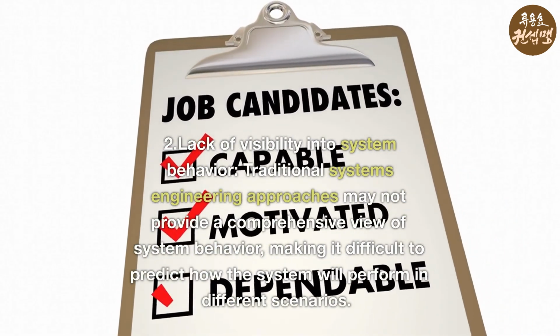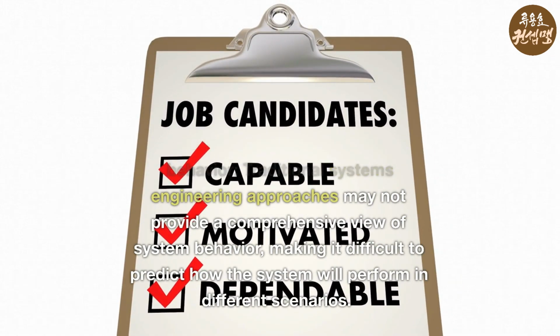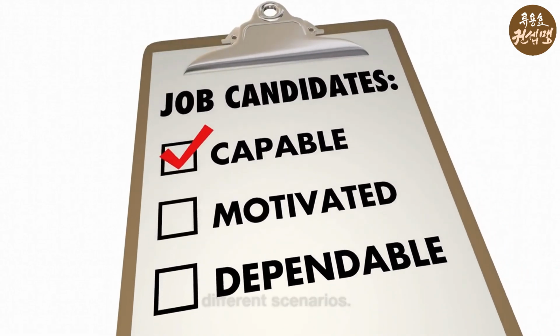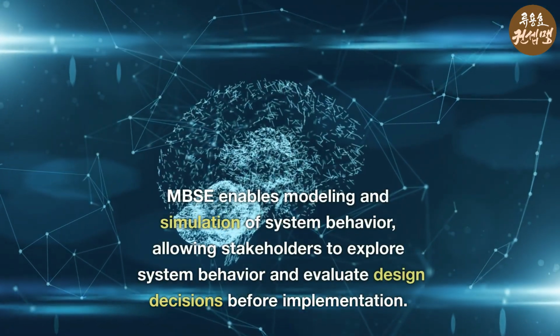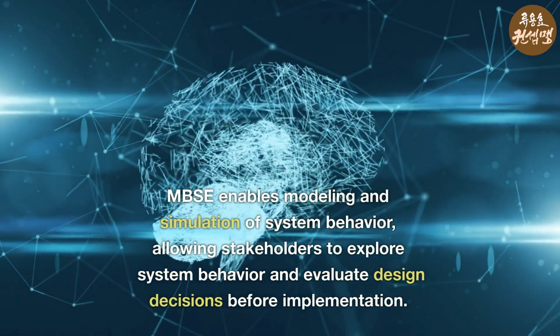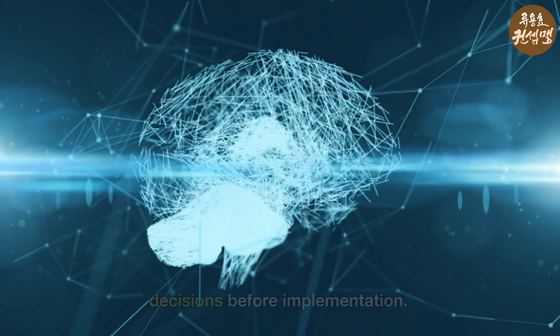2. Lack of visibility into system behavior. Traditional systems engineering approaches may not provide a comprehensive view of system behavior, making it difficult to predict how the system will perform in different scenarios. MBSE enables modeling and simulation of system behavior, allowing stakeholders to explore system behavior and evaluate design decisions before implementation.